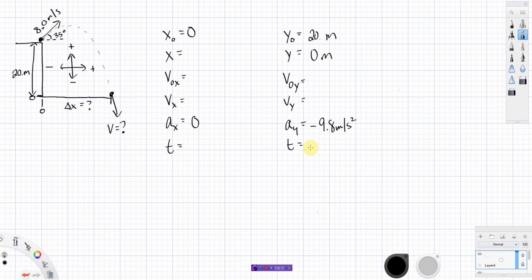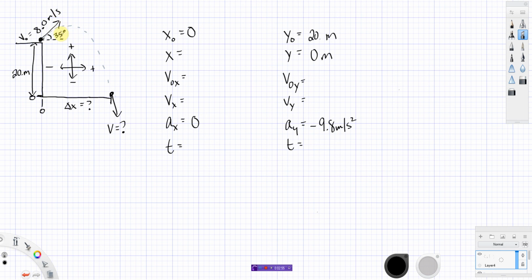That is a decision you need to make every time for yourself, and it only depends on what you chose for your directions over here. Okay, other things. Let's see. Well, I know the initial velocity was 8 meters per second at an angle of 35 degrees to the horizontal.